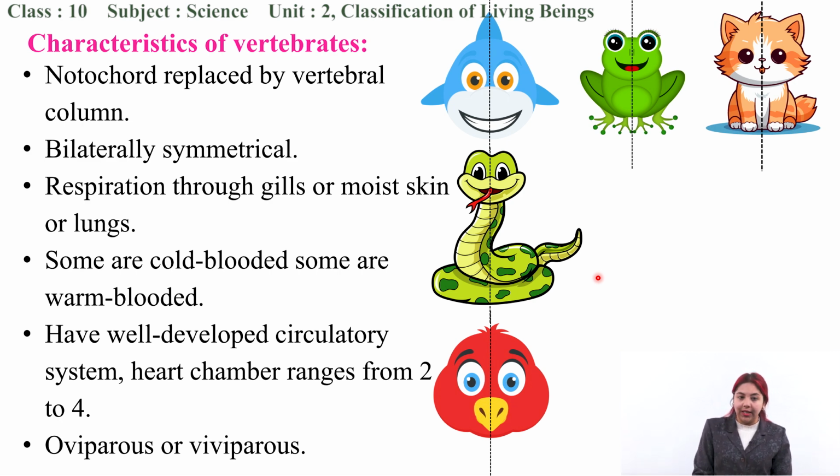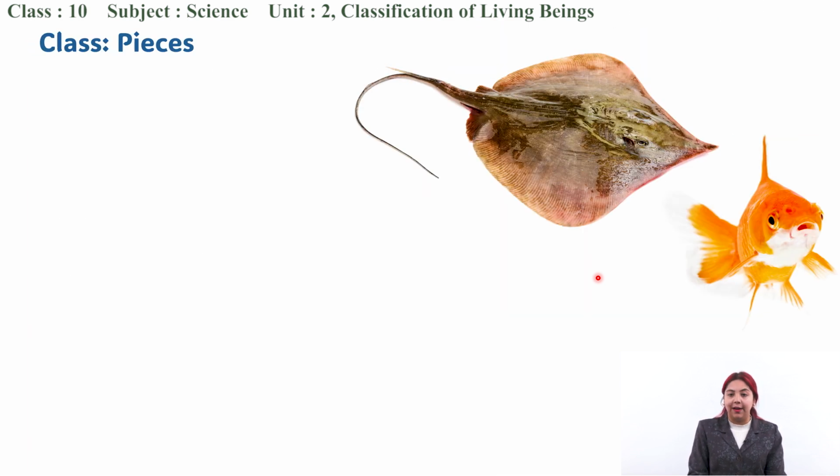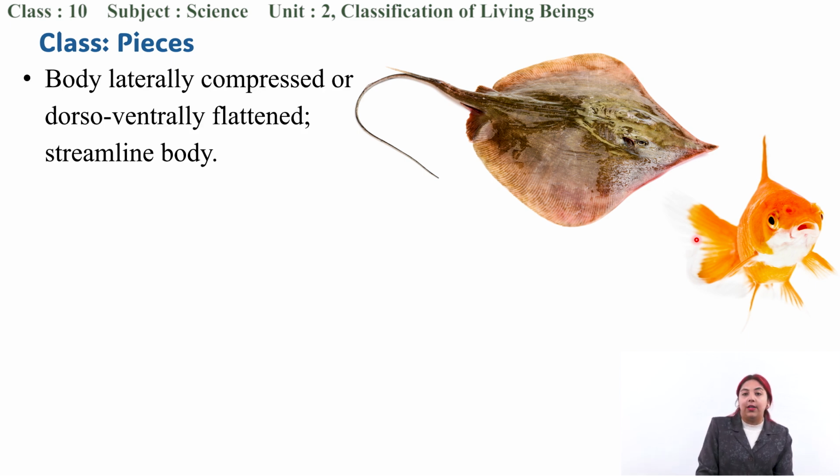Now, let us study the first class that belongs to the vertebrates. We have Pisces. In the case of Pisces, you can see their body. In this stingray, you can see their body is dorso-ventrally flattened, whereas in this goldfish, you can see that their body is laterally compressed. So we can see that the body of the animals that belong to this class is laterally compressed or dorso-ventrally flattened, having a streamlined body. That means it has a flat body with tapering ends.